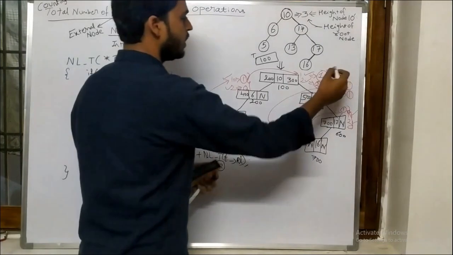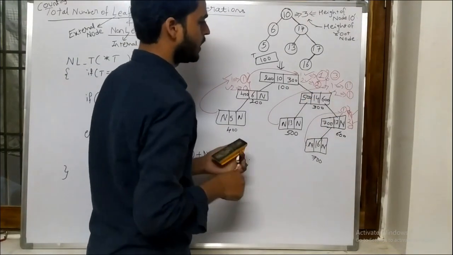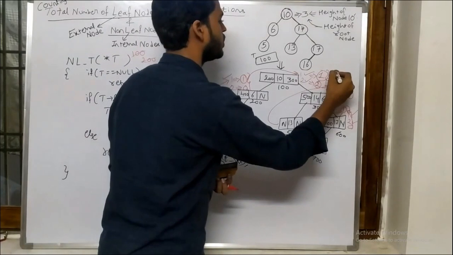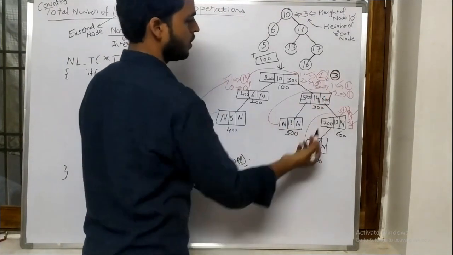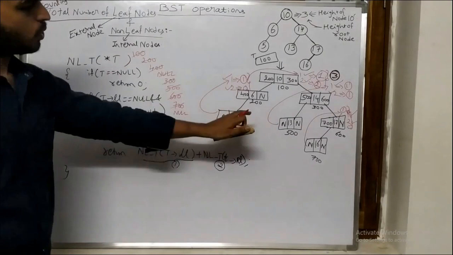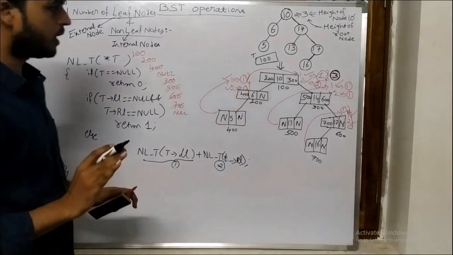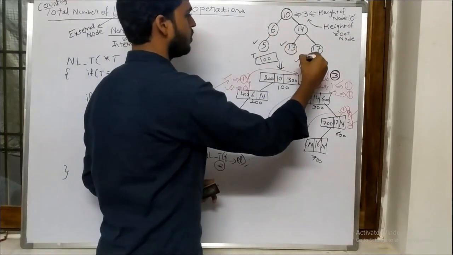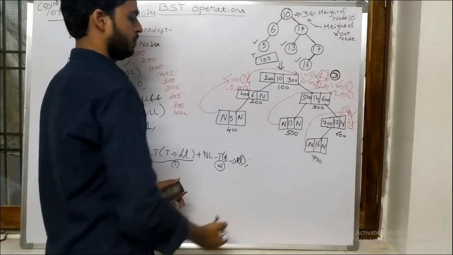So all are completed. So my final result is, as there are no statements left, we will stop the process. So my final result is 3, meaning that the total number of leaf nodes in this tree is 3. Am I right or not? Yes, this is a leaf node, this is a leaf node, and this is a leaf node. That's it.